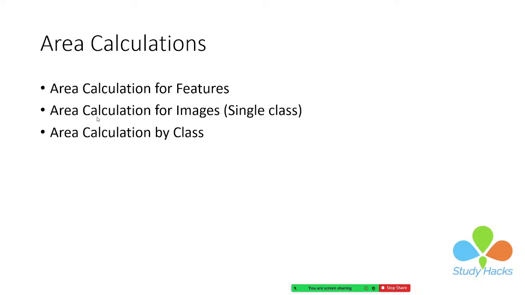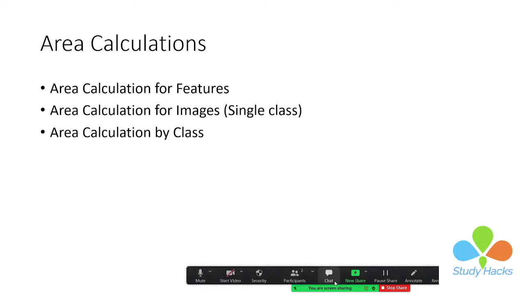Then move to the area calculation for image. Mainly when you want to calculate any single class, suppose you make a land cover classification map and you want to calculate only one class, such as how much urban or built up area is available in your area, then we move to the single class. And another is the area calculation by class. Suppose you want to make the land cover classification, and in this you add different types of classes.